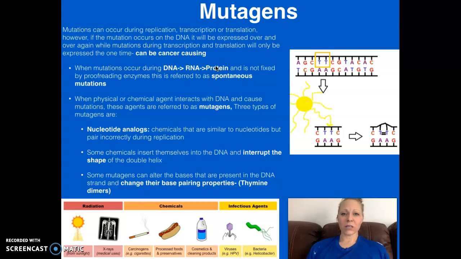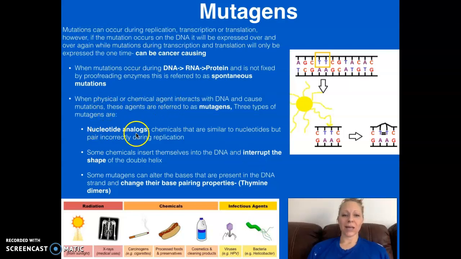So usually these things are found in proofreading during replication or during transcription. But if they're missed, it's called a spontaneous mutation. And so physical, chemical, and even infectious invaders in our body can cause mutations. We call these mutagens. And so we're going to classify these in 3 different ways.